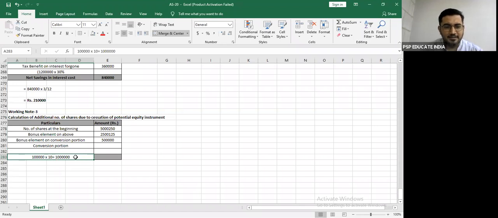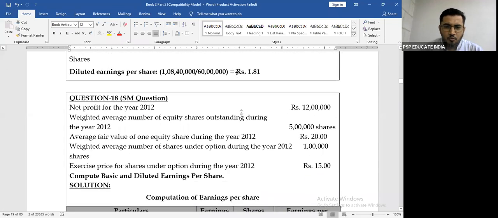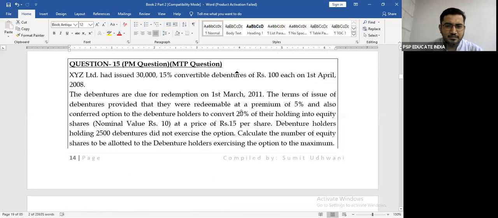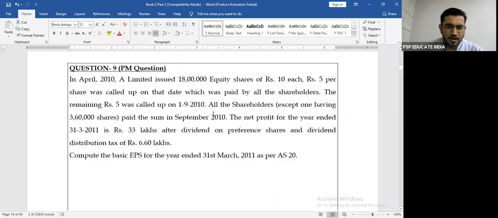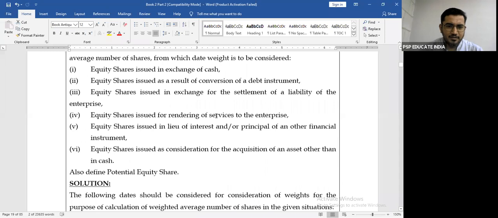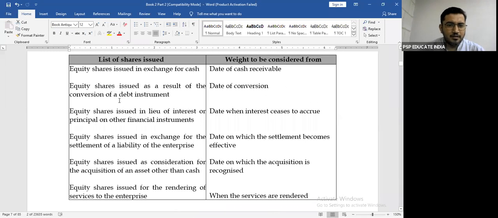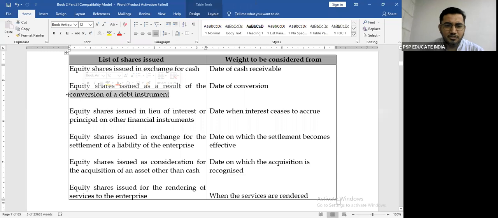Now please understand. After you get this 10 lakhs, I would just like to draw your attention to one theory concept we saw yesterday. On question number 7, look at this table. Equity shares issued as a result of conversion of debt instrument. Here it is, conversion of debt instrument. From when will you take it? From the date of conversion. So your WANS will always be from the date of conversion.